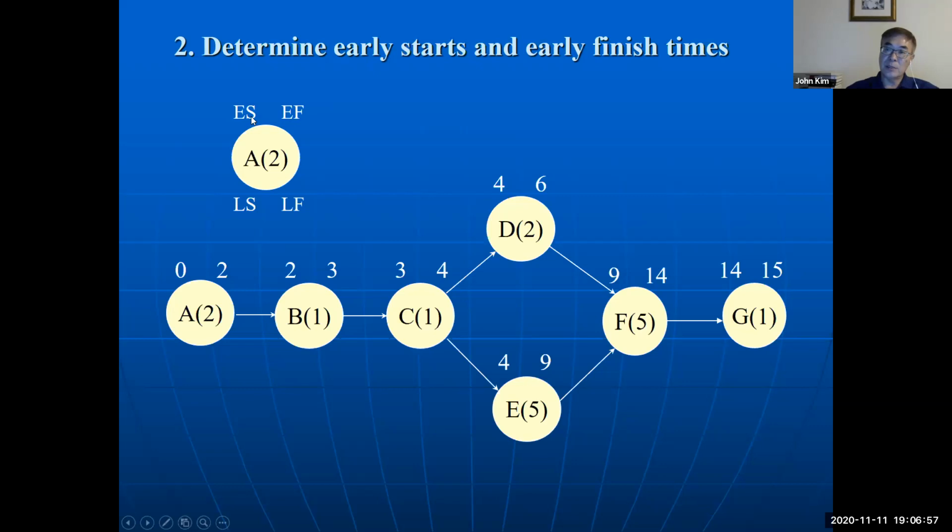Okay, we need the early start and early finish time for each activity. Activity A starts from 0 and takes 2 weeks, so the finish time is 2. Then B can start after A finishes, so the early start time of B is 2. It takes 1 week, so it finishes at 3. Then C runs from 3 to 4, and after C, D and E start.